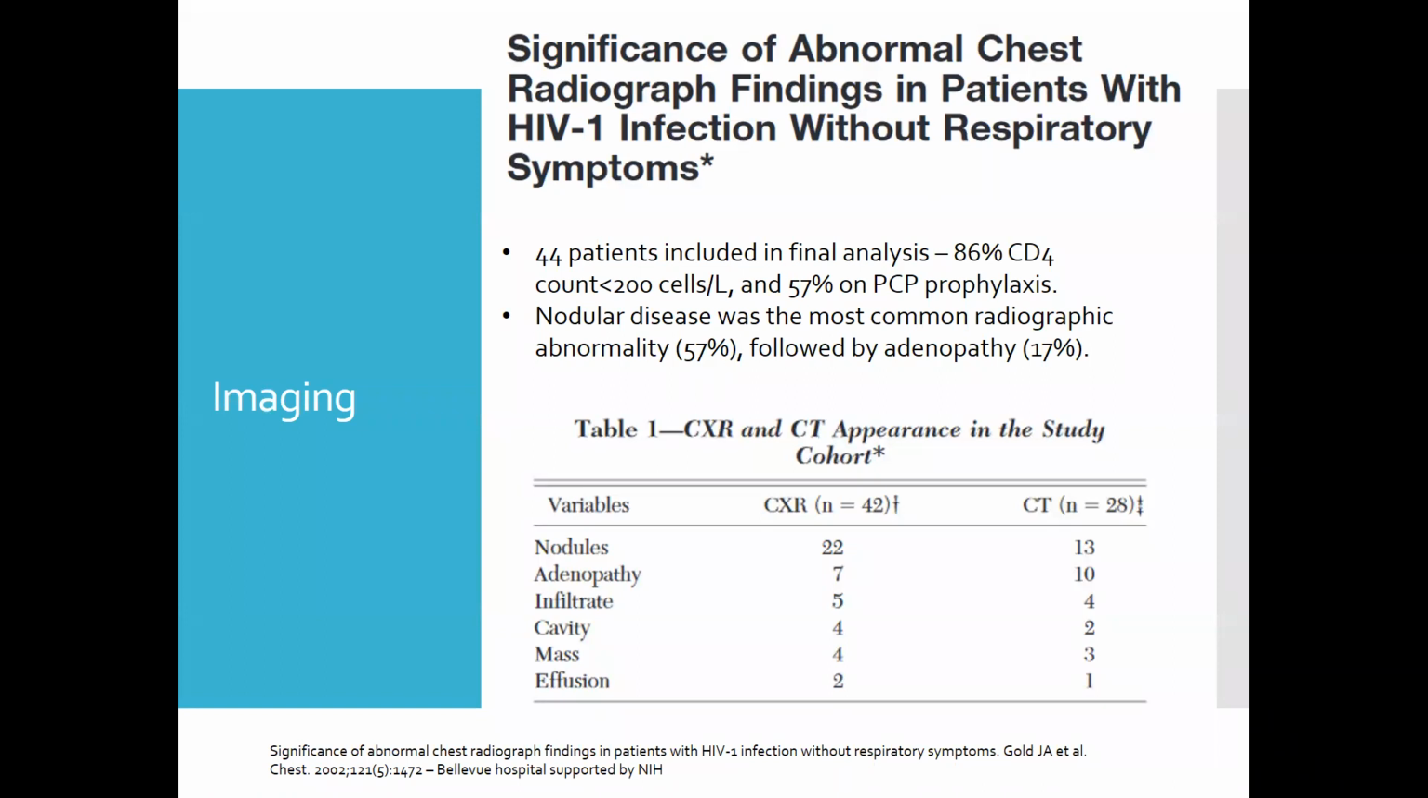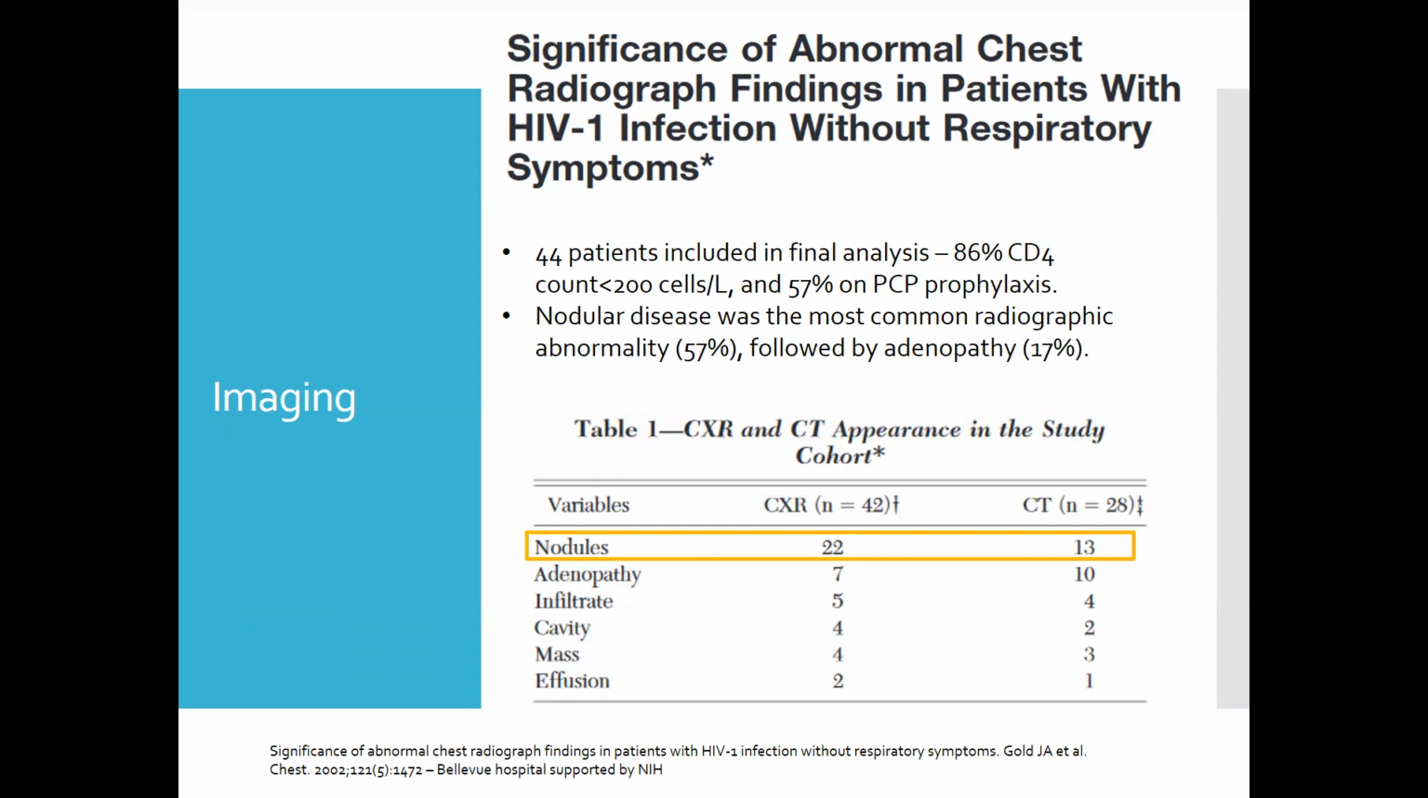Another important study I'd like to focus on is about patients who we get consulted on in the inpatient service. They don't really have a lot of pulmonary symptoms, but they have HIV and they have abnormal radiographic findings. This was a study out of Bellevue Hospital, supported by NIH, looking at patients with HIV with radiographic abnormalities without respiratory symptoms. They looked at what the radiographic abnormalities were, and then eventually what the final diagnosis was in these patients.